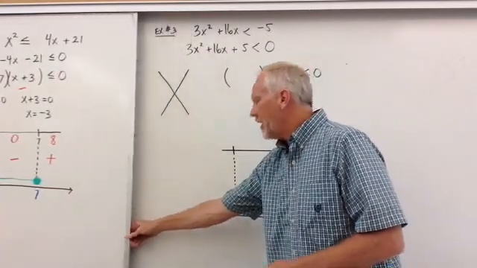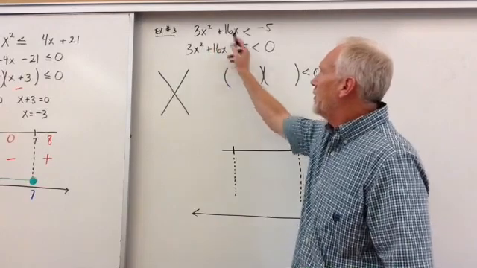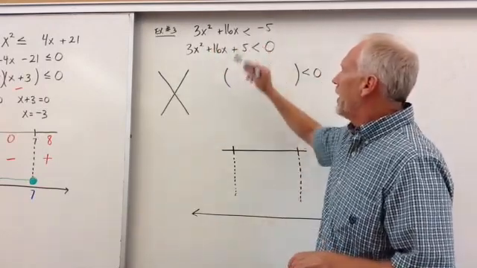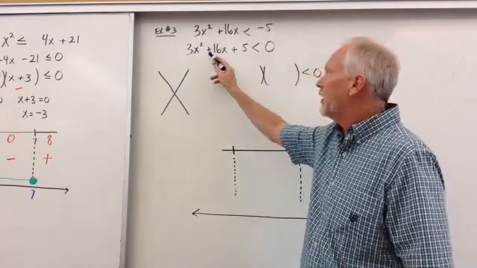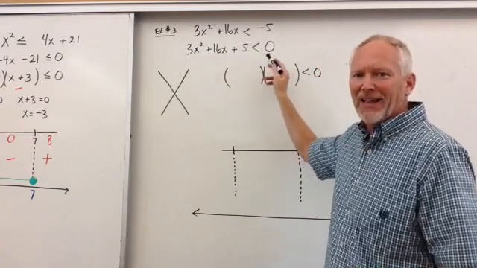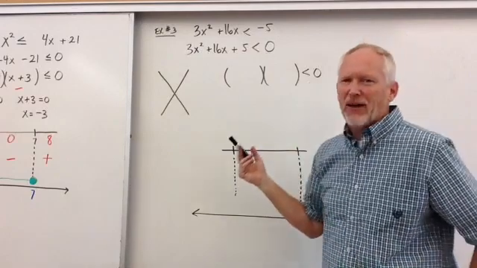Example number 3. Here we go. So this time we've got 3x squared plus 16x. Where is that less than negative 5? Well, again, we move everything over, so we get 3x squared plus 16x plus 5, where is that less than 0? And now what we've got to do is factor this.